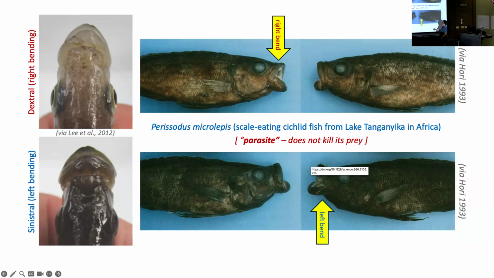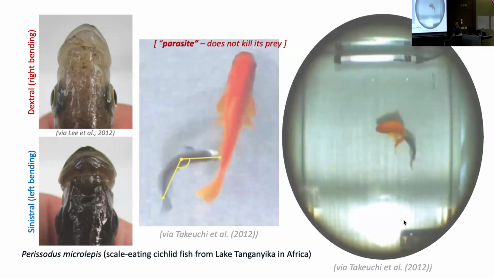If you look here, the lips of this fish are tilting a little bit toward you right now. And the lips of that fish in the other orientation are also tilted toward you. So they have this left bend and a right bend. And if you scoop up a bunch of these fish, it's very easy to score whether they're left bending or right bending fish. And what do they do? What do they eat? Well, they eat scales off of other fish.